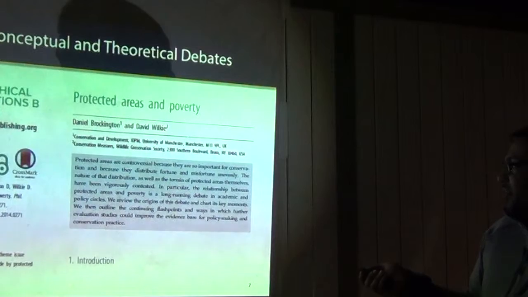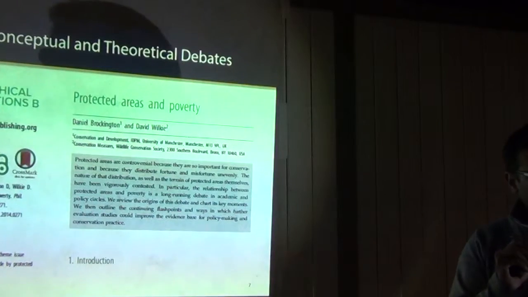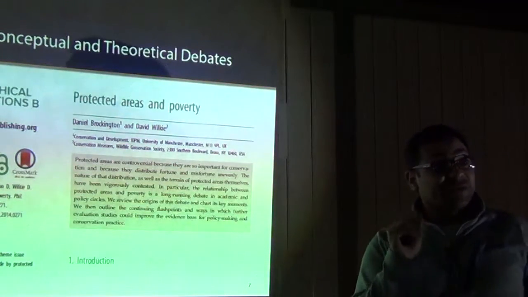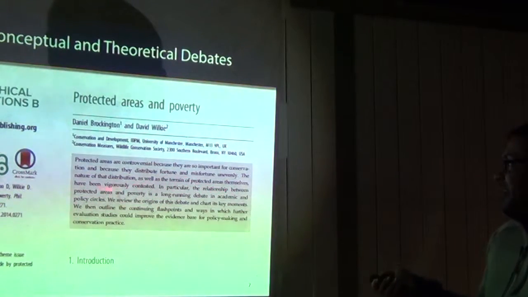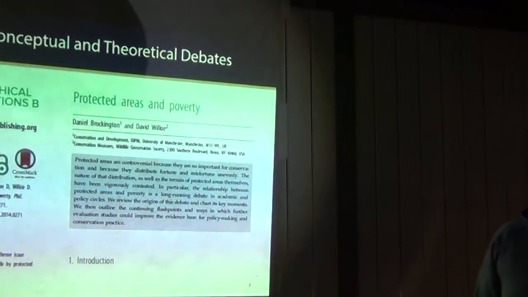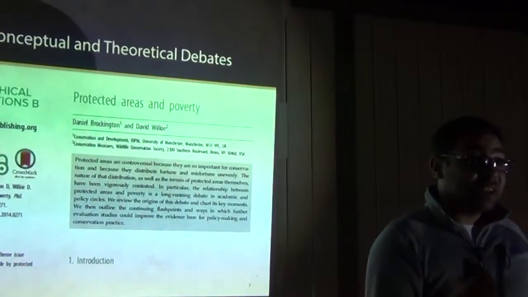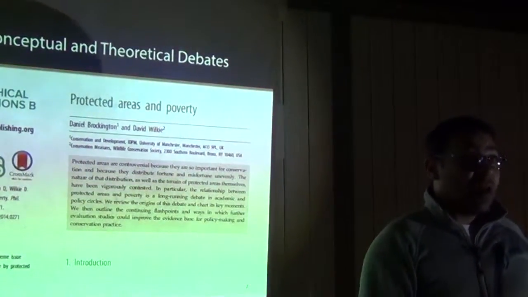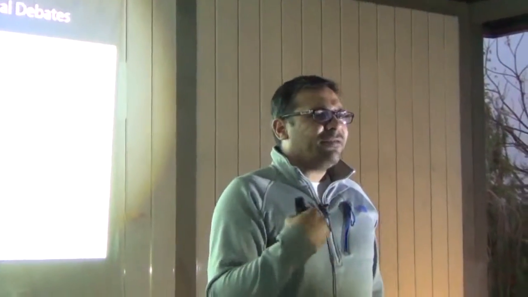Okay? And if we take a quick glance at the abstract here, protected areas are controversial because they are so important for conservation and because they distribute fortune and misfortune unevenly. Okay? They distribute fortune and misfortune unevenly. The nature of that distribution, as well as the terrain of the protected areas themselves, has been vigorously contested. They reviewed the origins of the debate and outlined flashpoints and ways in which further evaluation could improve the evidence base for policy making and conservation practice. And this is a big trend in the literature, which is suggesting that we go to evidence-based conservation. Show us the data, right? Not, it worked over there, so therefore it must work over here.